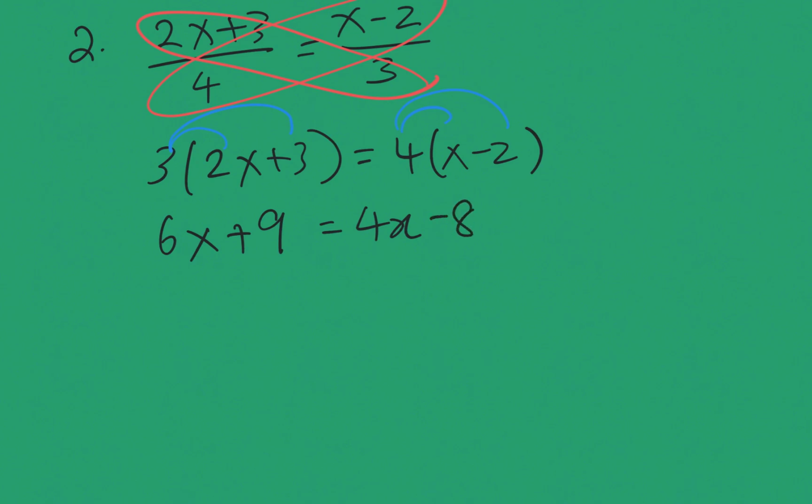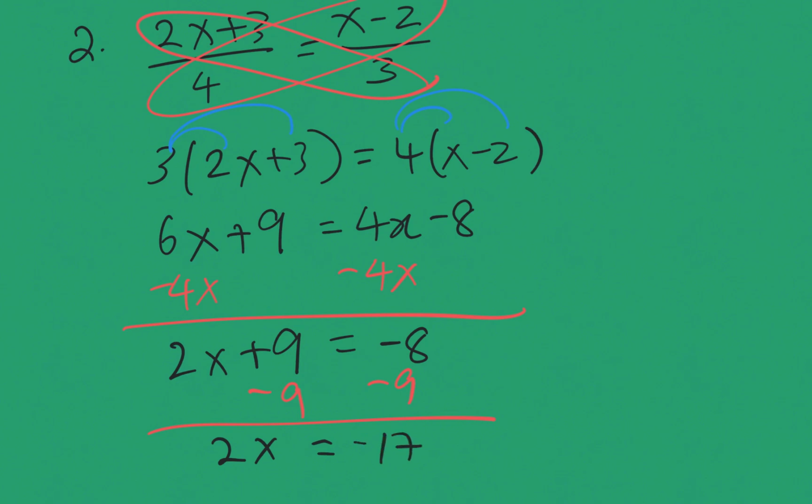Again, we end up with variables on both sides. So I will subtract 4x from the right-hand side, and I'll end up with 2x plus 9 on the left-hand side, equals negative 8. I want to get rid of the 9 from the left-hand side, so I subtract 9. I end up with 2x equals negative 8 minus 9, which is negative 17. Then I will divide by 2 on both sides. Therefore, x equals negative 17 over 2.